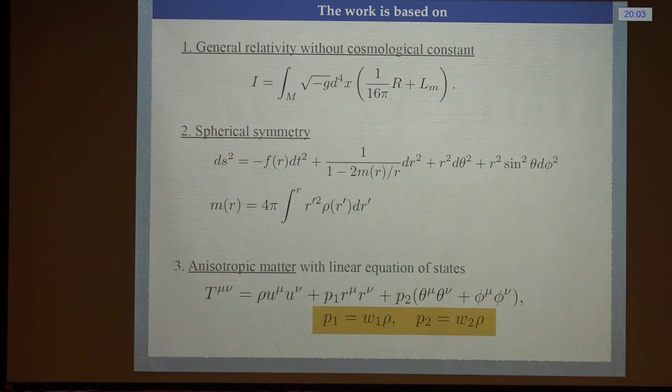Okay, so this work is based on general relativity without a cosmological constant, with this form of action. And we assume spherical symmetry, so there are two unknown functions, F and m(r). And m is the integration of density. And we assume the matter is anisotropic with a linear equation of state. So the radial pressure and the angular pressure are different. There are two equations of state, W1 and W2, representing the matter.